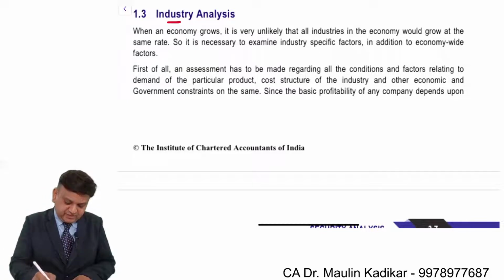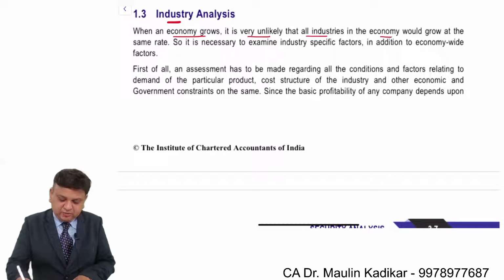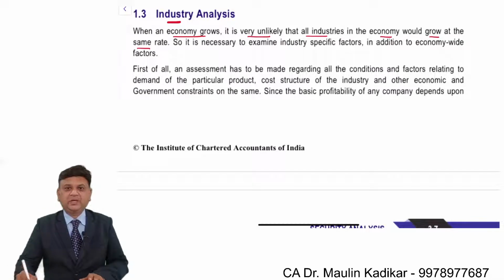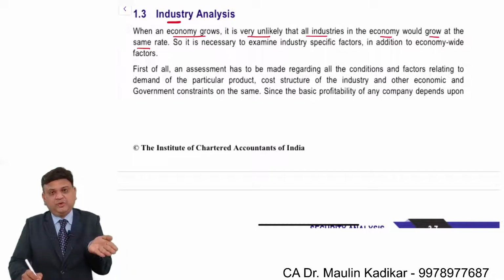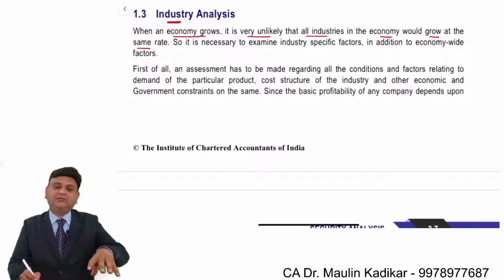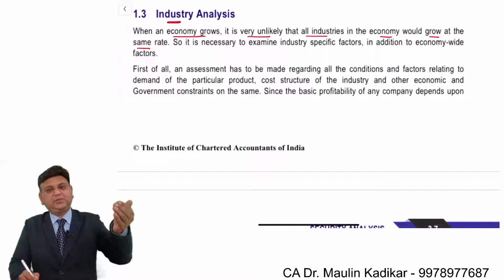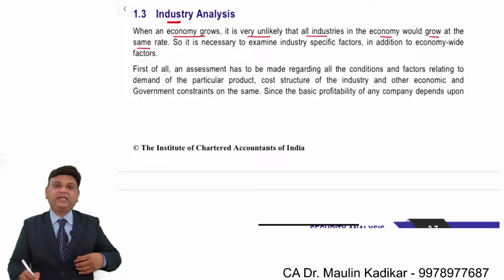When an economy grows, it is very unlikely that all industries in the economy would grow at the same rate. So the growth rate of the economy may be 10 percent. However, all the industries may not have grown at the same rate of 10 percent. Few industries would have contributed more than 10 percent, few would have given less than 10 percent. And of course, we are interested in investing in an industry which is likely to grow at a higher rate.